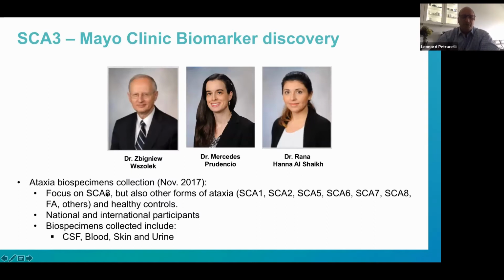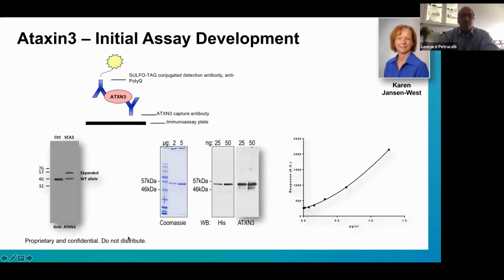We didn't focus it only on SCA3, but we've also been in the process of collecting other SCAs, as shown here. Part of the processing includes collecting CSF, blood, skin, and also urine. For the initial assay development, we decided to use the Meso Scale Discovery platform, in which we use an antibody to capture ATXN3. For detection, we used a sulfo-tag conjugated anti-polyQ.